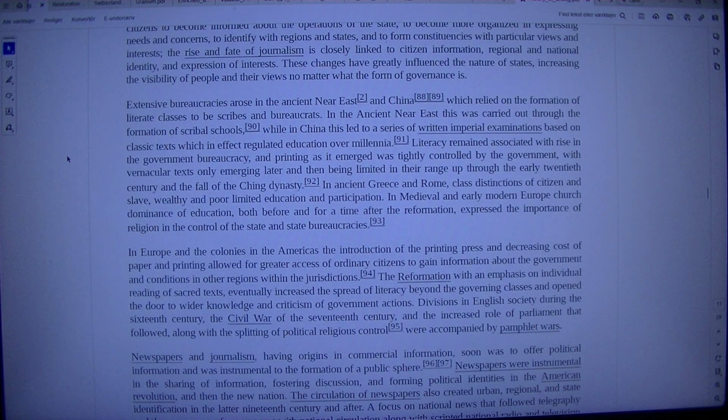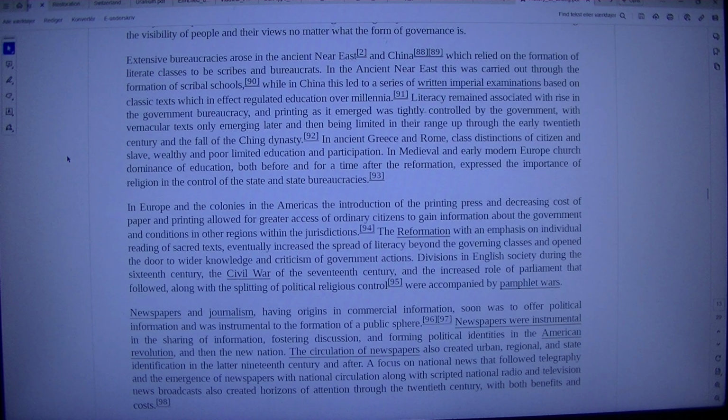Extensive bureaucracies arose in the ancient Near East, too, and China, 88, 89, which relied on the formation of literate classes to be scribes and bureaucrats. In the ancient Near East this was carried out through the formation of scribal schools, 90, while in China this led to a series of written imperial examinations based on classic texts which in effect regulated education over millennia.